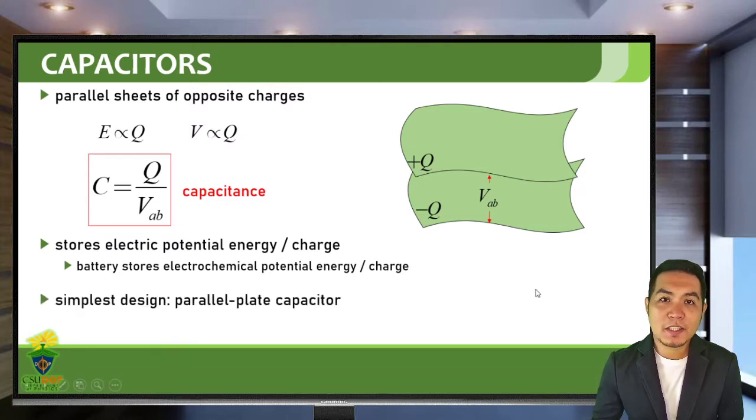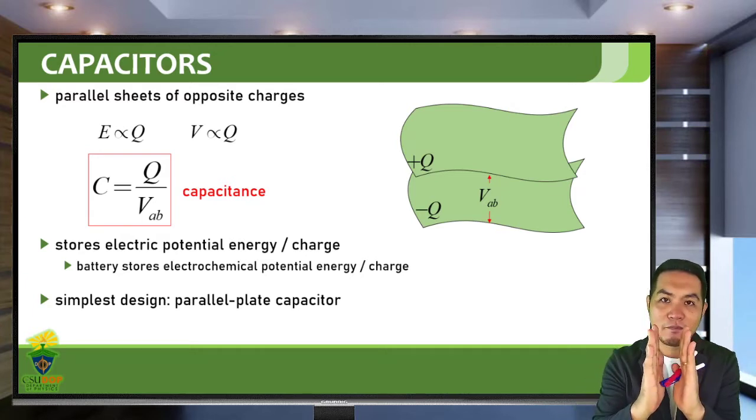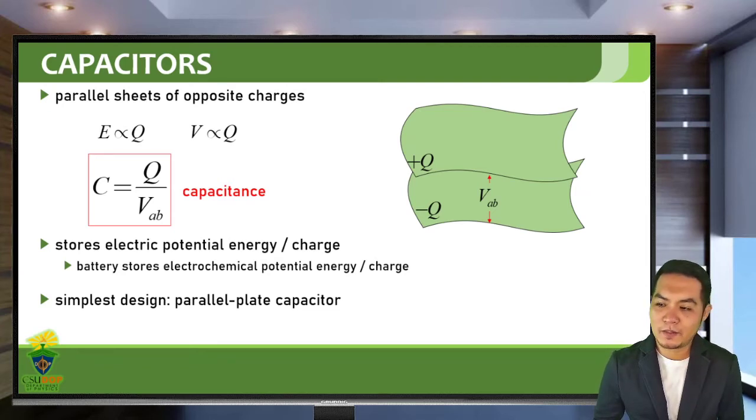The simplest design of a capacitor is a parallel plate capacitor. You just have two sheets of charge separated by a certain distance d, and maintained at a potential difference V.